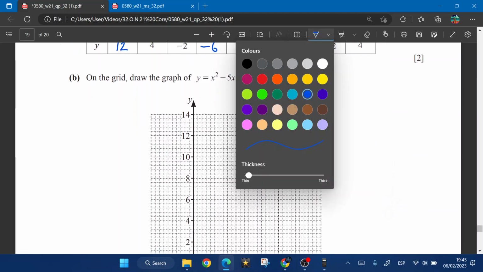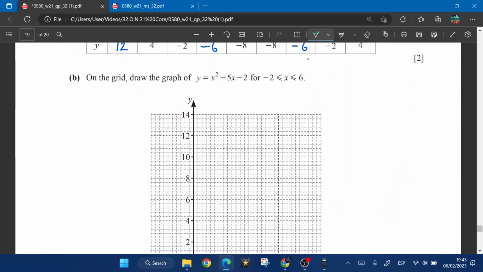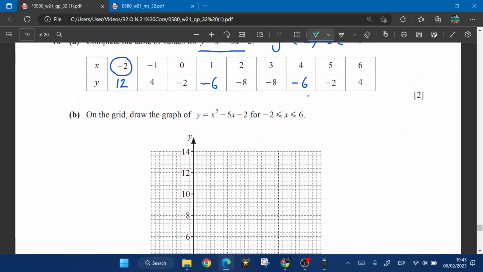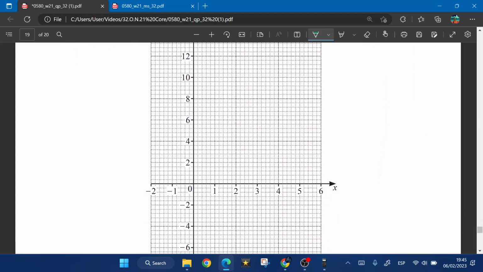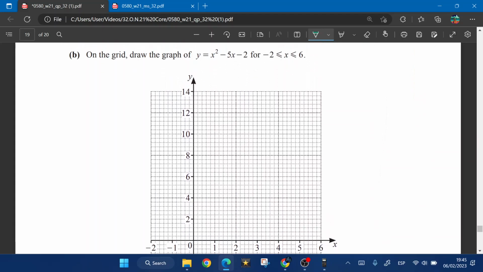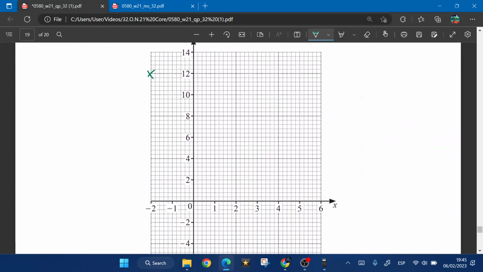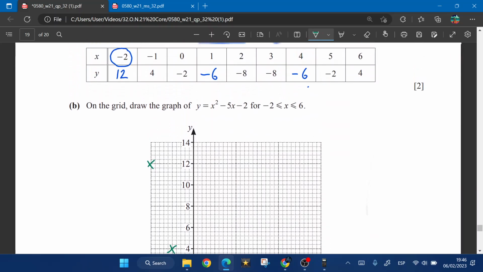Right, let's plot the points. Use a pencil. And let's see. Remember this: along the corridor, up the stairs. So -2, 12 over there. Next one, -1, 4. Along the corridor, -1, up the stairs, 4. And do the rest.